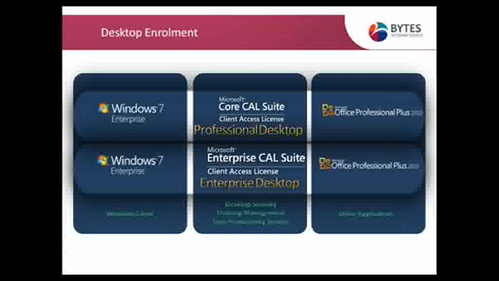So just very briefly, a summarization of the desktop enrollment is there on your screens. Windows 7 Enterprise, both the Core CAL and Enterprise suites that Adam's talked about earlier, and the Office Professional Plus suite.